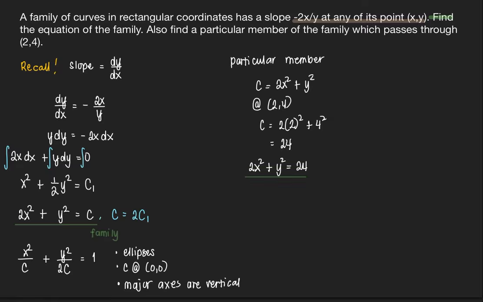And if we reduce that particular member of the family to its standard form, we divide both sides of the equation by 24. That's x squared over 12 plus y squared over 24 equals 1. So the value of a here is square root of 24, that's 2 square root of 6, and the value of b here is square root of 12. So if we are to draw the members of the family of ellipses with centers at the origin, they would be looking like this.